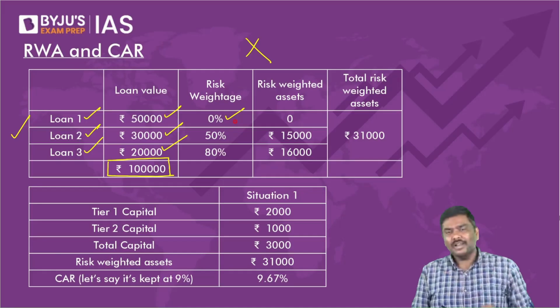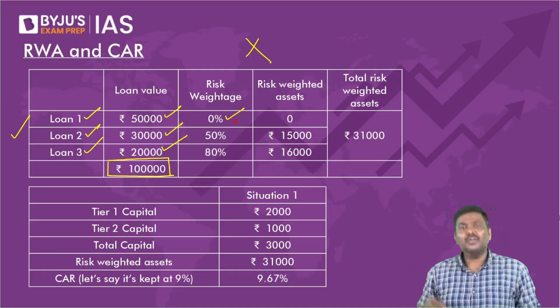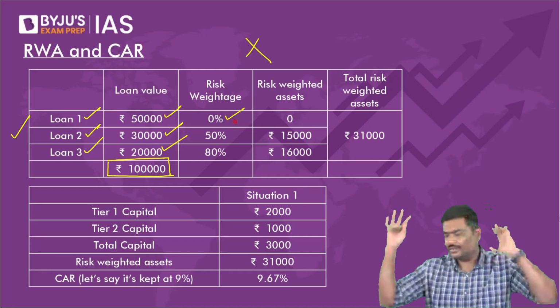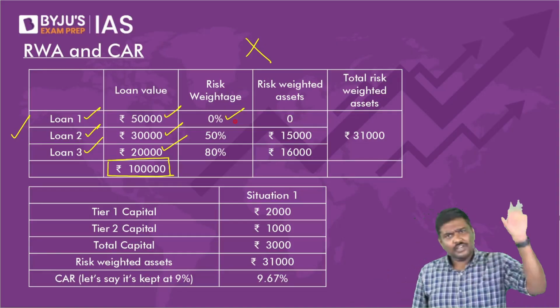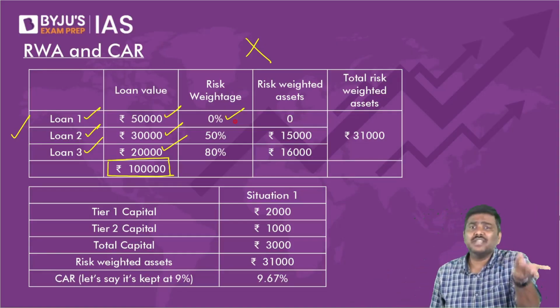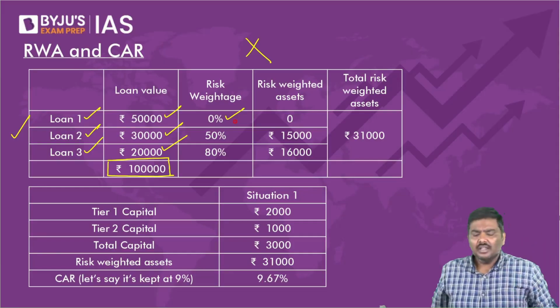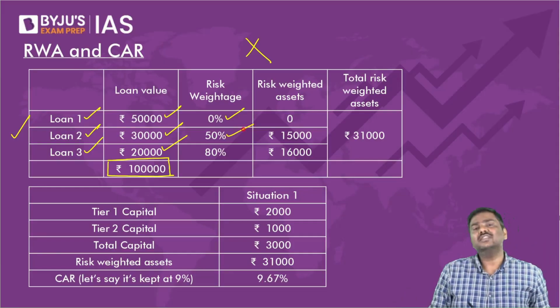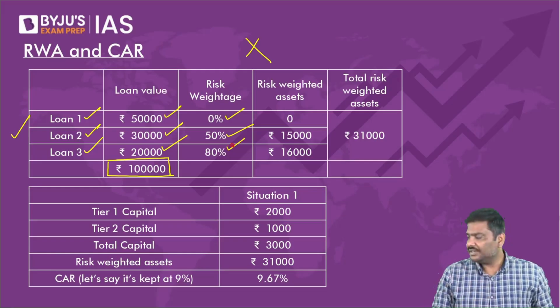Now, let's say in case of loan 1, risk weightage is 0%. For example, this loan is given to Government of India. Risk weightage will be 0 because government will repay it. Right? Another loan will have a risk weightage of 50%. Another loan will have a risk weightage of 80%.